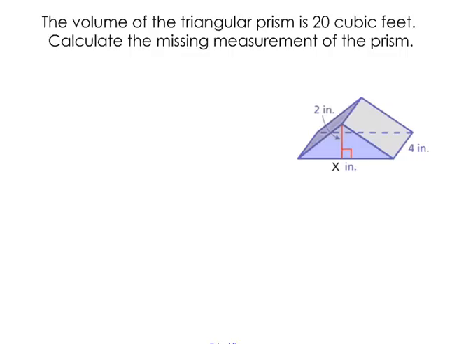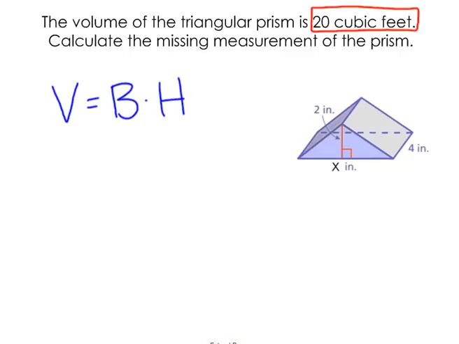All right, and final one. This time we have a triangular prism that we're finding a side length on. So again, start with volume equals area of the base multiplied by height of the prism, and we'll plug in what we know. So 20 cubic feet represents the volume. Plug that in underneath the V.